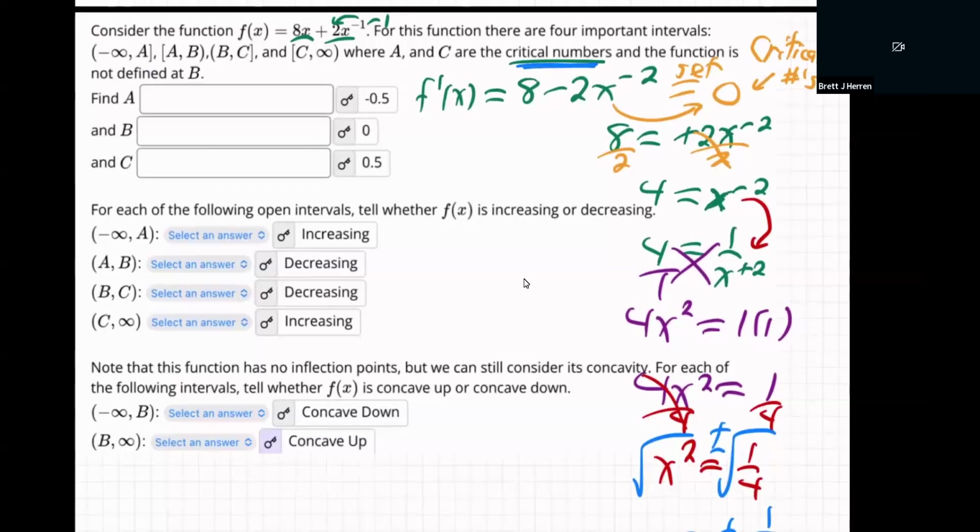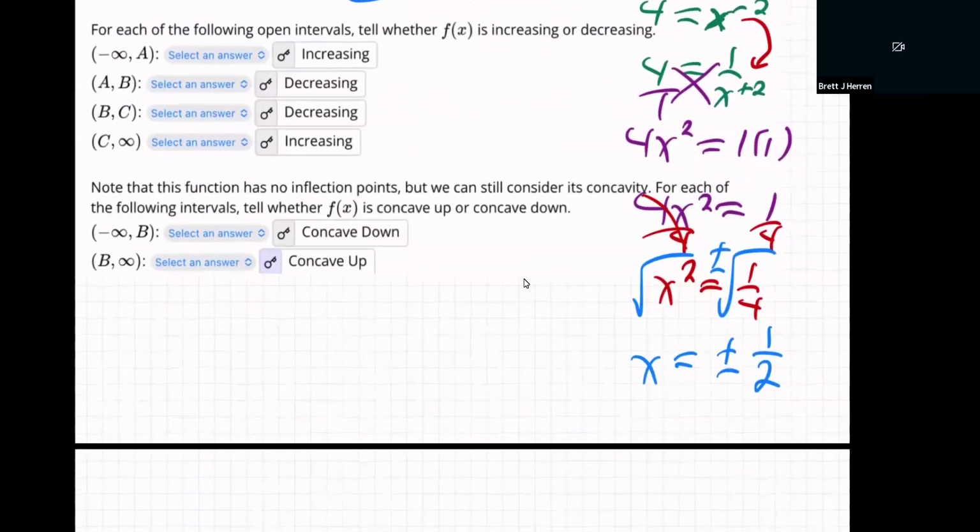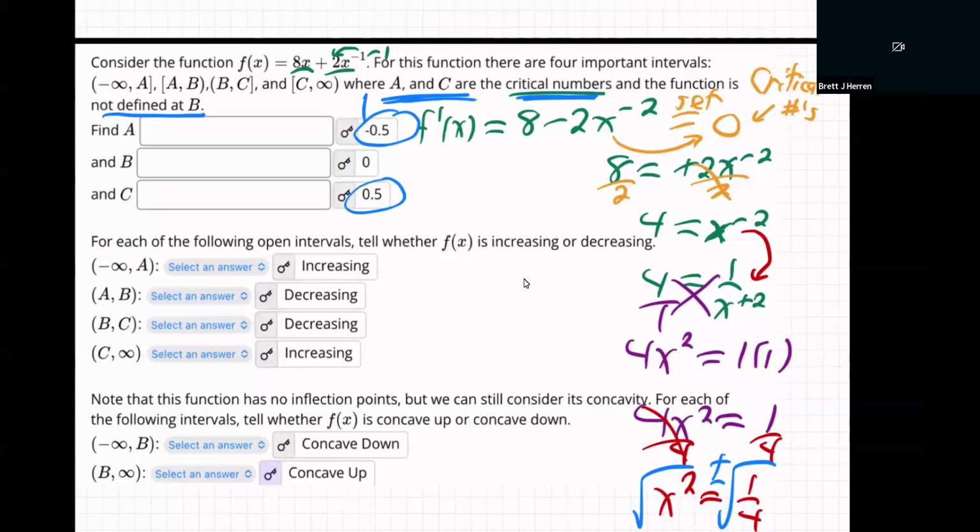Now the other one says the function is not defined at B. So this is the A and the C, right? It says A and C are critical numbers. So that's A and C, negative a half and positive a half. It says A right here, negative half, positive half, C right there. But how do we find B? It's not defined at B.